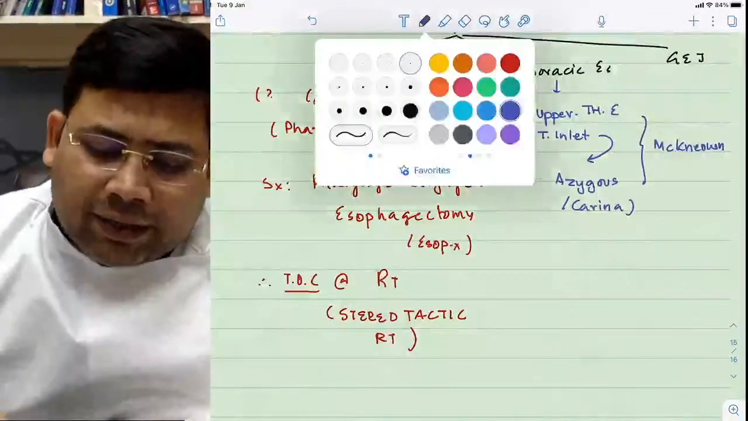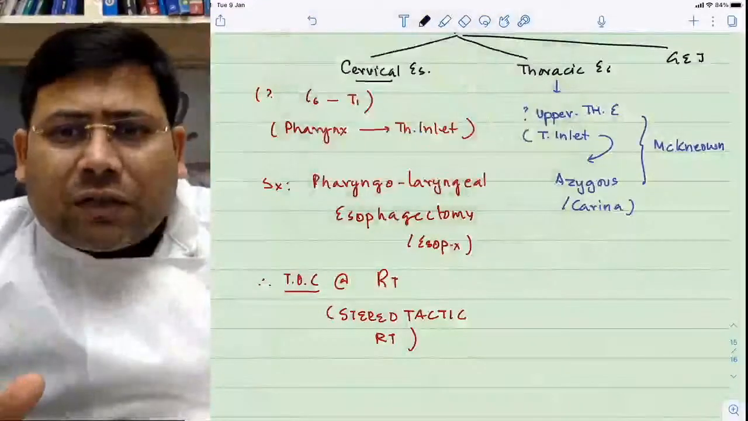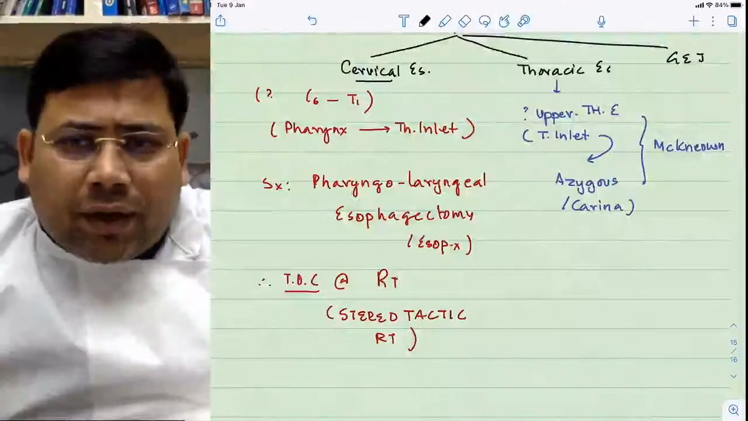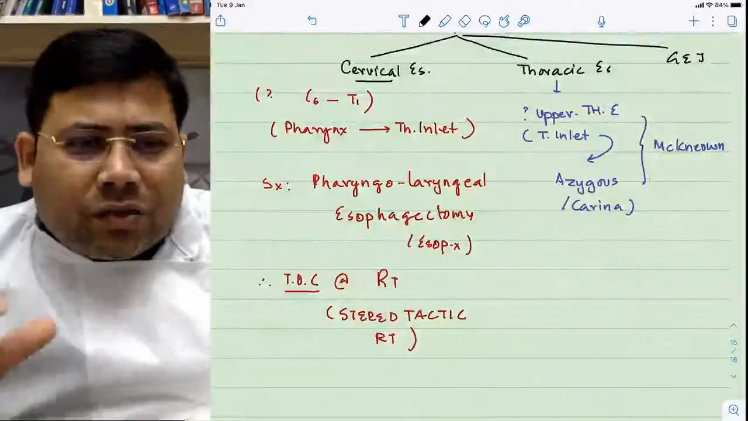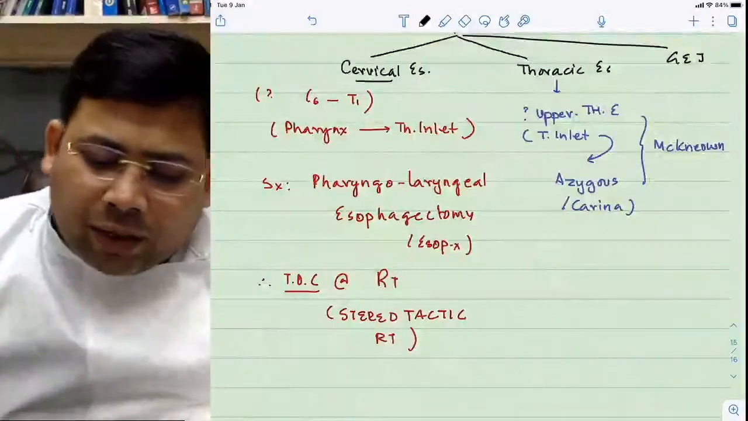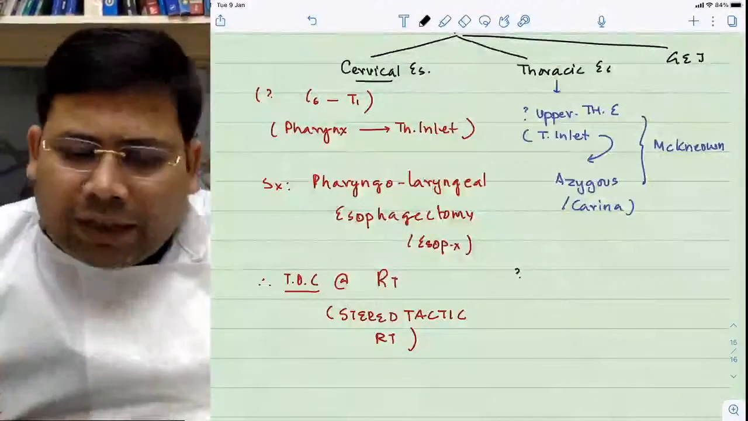Usually I take CA esophagus for at least 2-3 hours in my routine class. But this is a crisp revision session, so I will have to go very quick, but not missing the important things. I hope you are getting it.